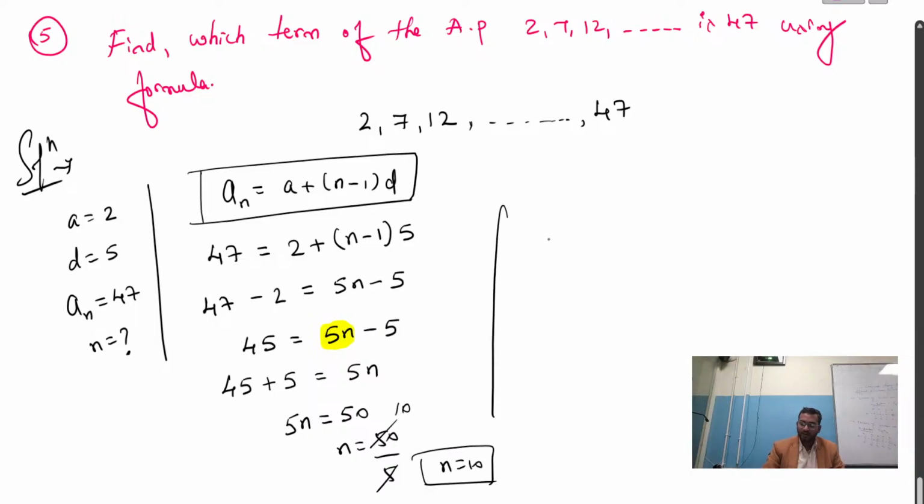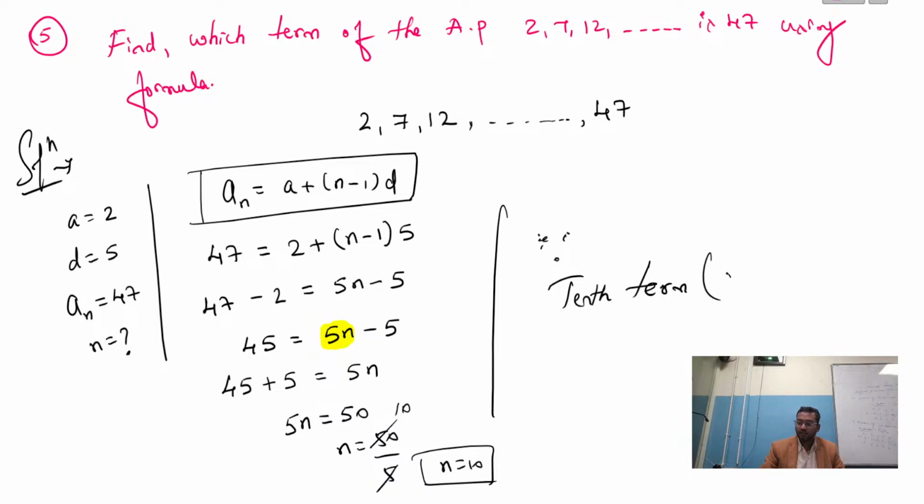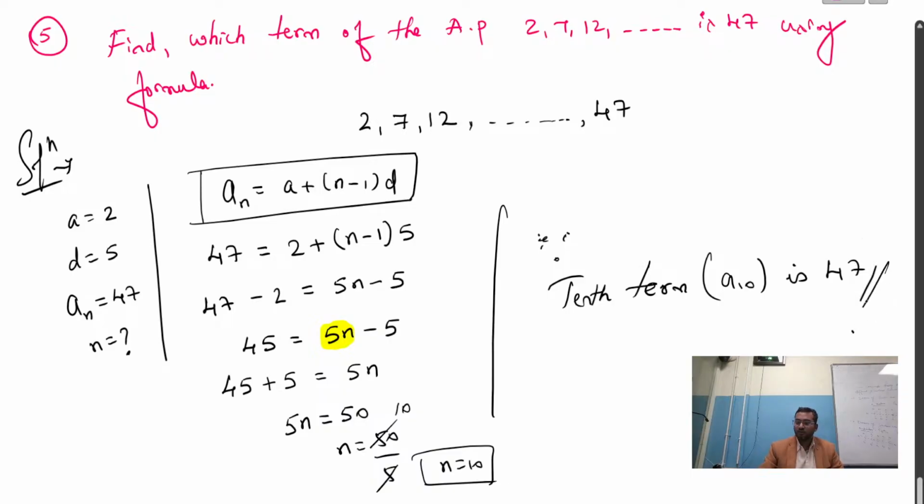the value of n is 10. Now directly we can write the conclusion. Therefore, the value of n is 10. Now we can say that therefore 10th term, that is nothing but a10, is 47. Which term is 47? 10th term is 47. Therefore 10th term, that is a10, is 47. This is how we need to find the 10th term or the value of n.